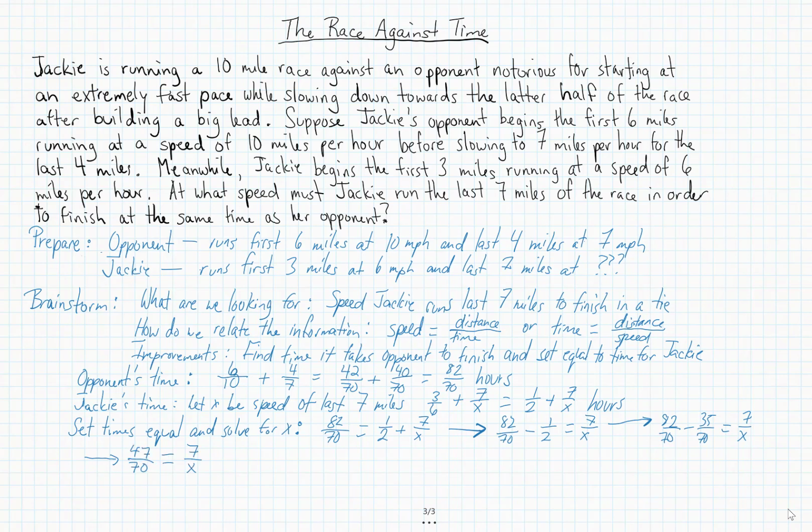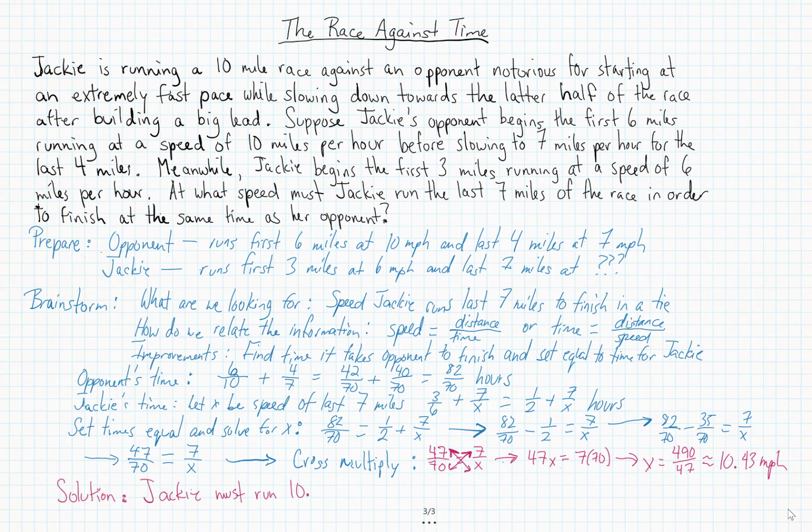Now what do we do? Well, we can cross multiply. And what do we mean by that? Basically you take the 47 and the x and multiply them together, and you take the 70 and the 7 and multiply them together. So you get 47x equals 7 times 70, which means x equals 490 divided by 47 when you divide by 47 on both sides. And so that's approximately 10.43 miles per hour if you just punch that into a calculator. So our solution to this is Jackie must run about 10.43 miles per hour for the last 7 miles in order to tie her opponent.